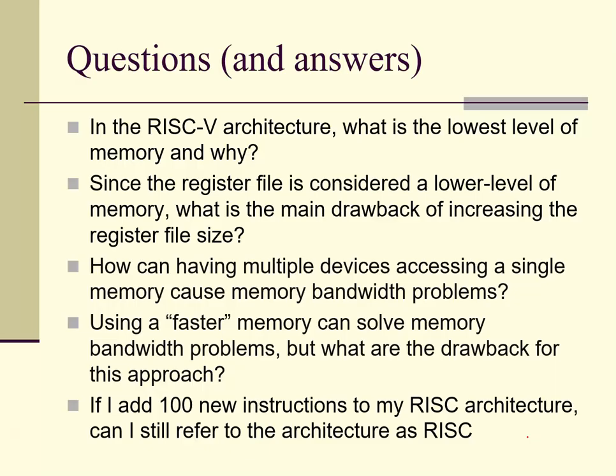If I add 100 new instructions to my RISC architecture, can I still refer to it as RISC? Well, I didn't give you enough information for this problem. It's not a matter of how many instructions there are that decides whether it's RISC or not. It's a matter of the complexity of the instructions. If I added 100 simple instructions to that RISC architecture, you could argue that it remains a RISC architecture. If I add some complex instructions, it's going to be considered a CISC architecture.